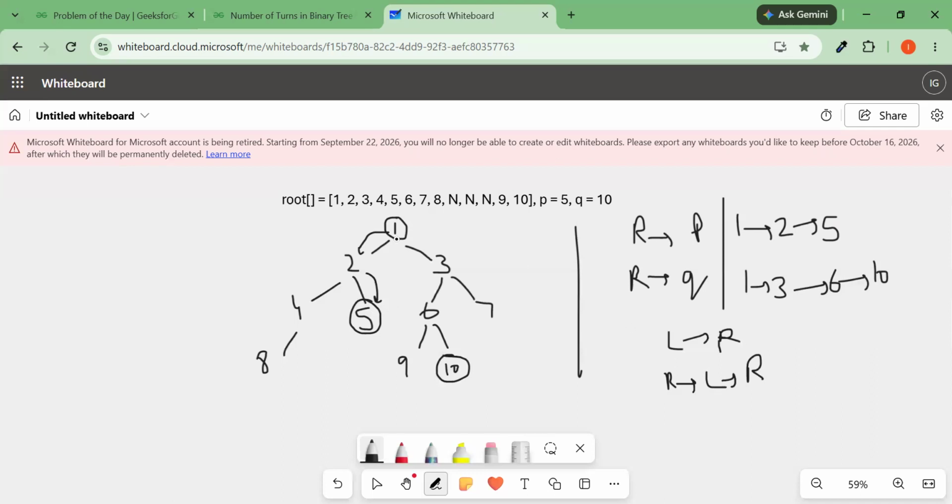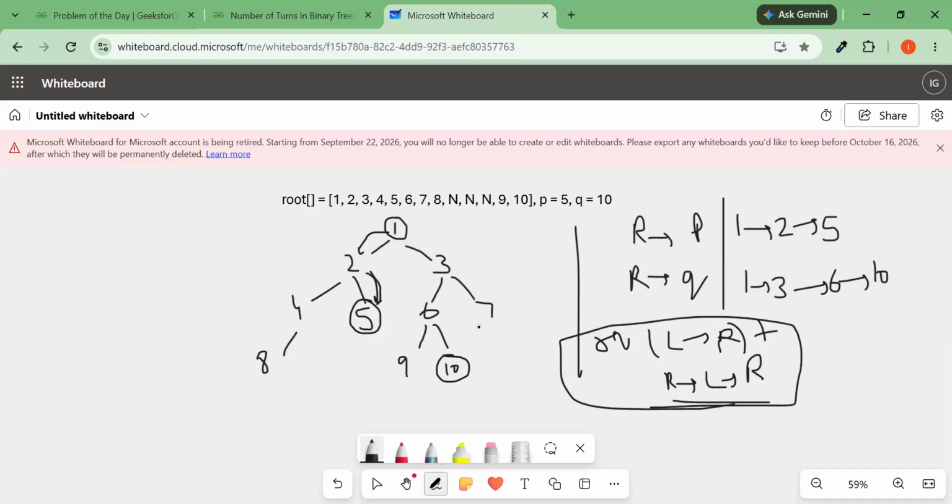Okay, so if I write 1 to 5, the path is left, and then I'm going to the right. If I'm going from 1 to 10, it is right, left, right. This is the path. Now I need to find out the path from P to Q. The path is the same, right? If I'm going in the reverse direction, it is right, left, and then right, left, right. So the path is nothing but the reverse of this, plus this path. So this will be my answer.